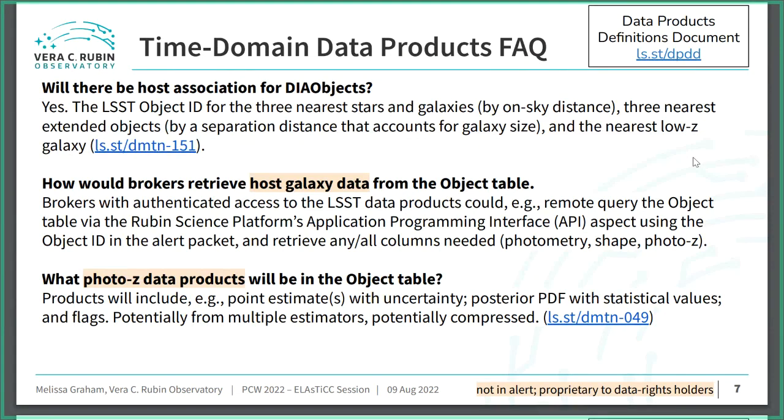With the object IDs for those nearby things, you can then query the object table and get the photo Zs. The photo Z data products do include a point estimate and uncertainty, but also the full posteriors. Brokers, really any data rights holder, are free to use those photo Zs. So that's how we're expecting brokers to use this host association data, get the photo Z data, and use it.